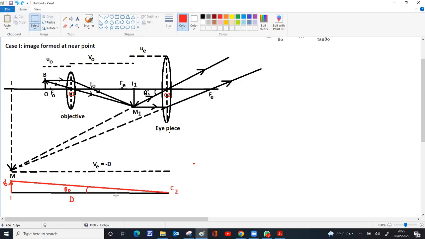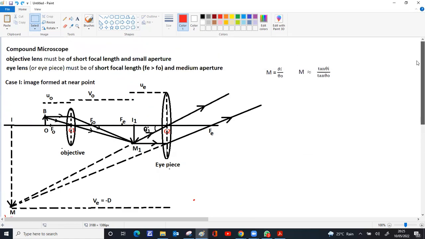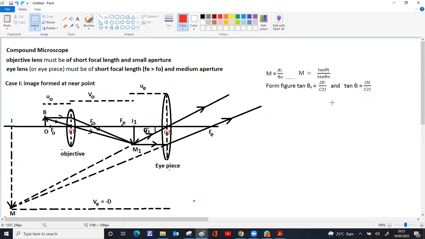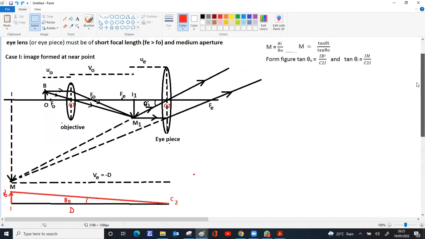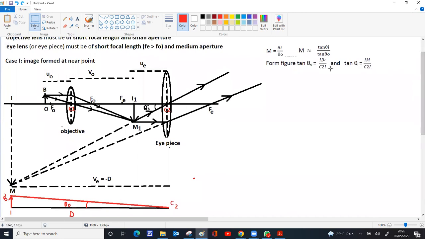Now tan theta O will be IB dash by C2I, and tan theta I will be Im by C2I. So you get C2I common. When you divide, that gets cancelled. So Im by C2I divided by IB dash by C2I. C2I gets cancelled, and the OB is the same as IB dash. We just transferred OB to IB dash. If we substitute that, C2I will go, Im by IB dash becomes Im by OB.